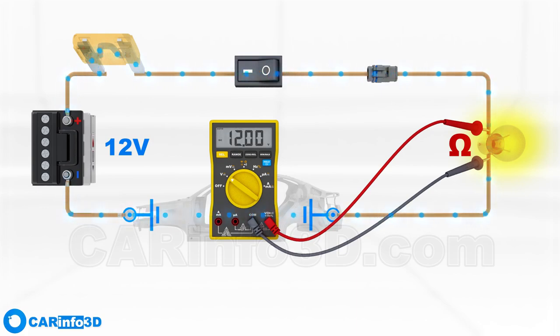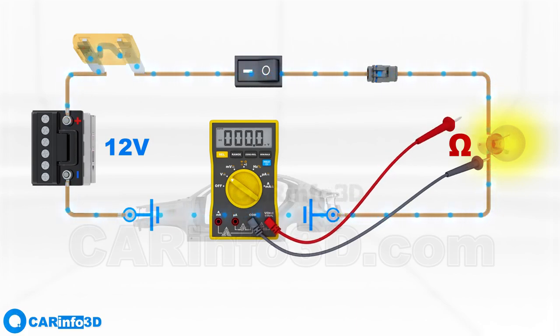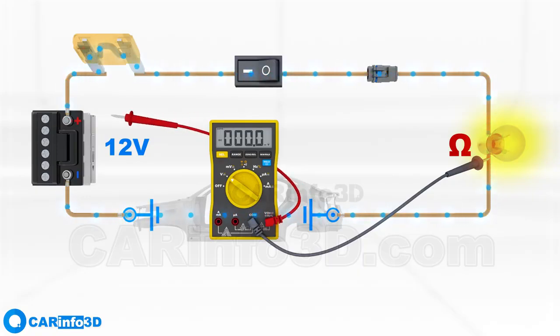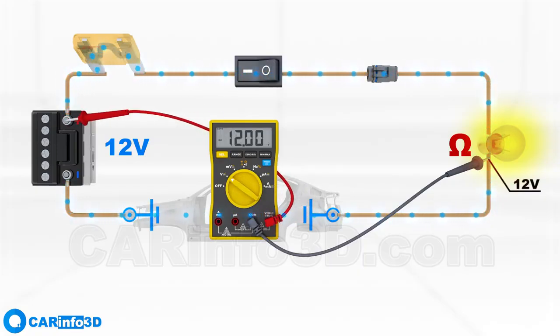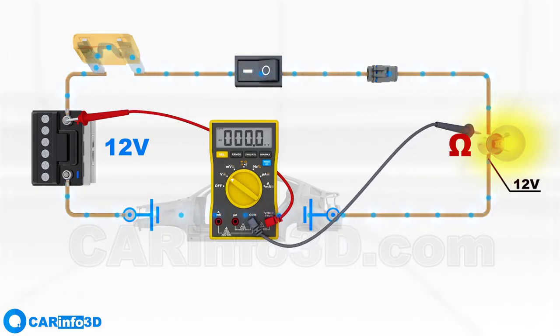Let's clarify with a practical multimeter test. Place one probe on the battery's positive terminal and the other on the bulb's negative terminal. The multimeter reads 12 volts. Now, move the probe from the negative terminal to the bulb's positive terminal. This time, the reading is 0 volts, confirming a 12 volts voltage drop across the bulb.